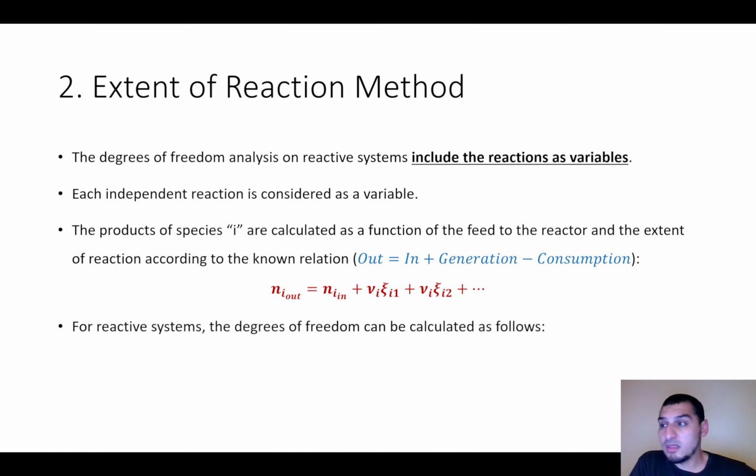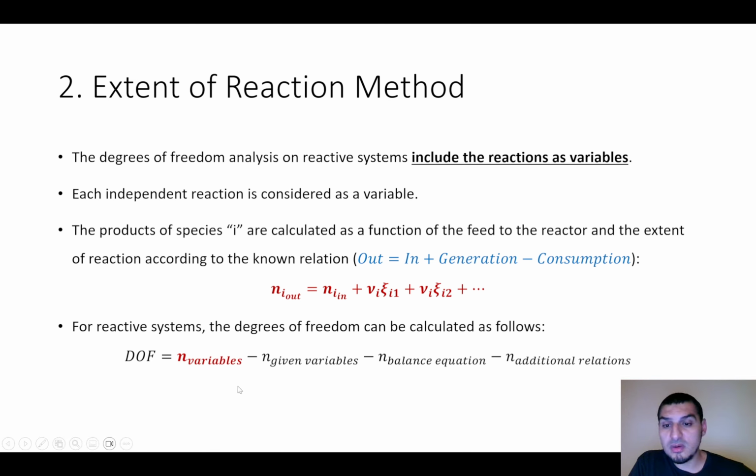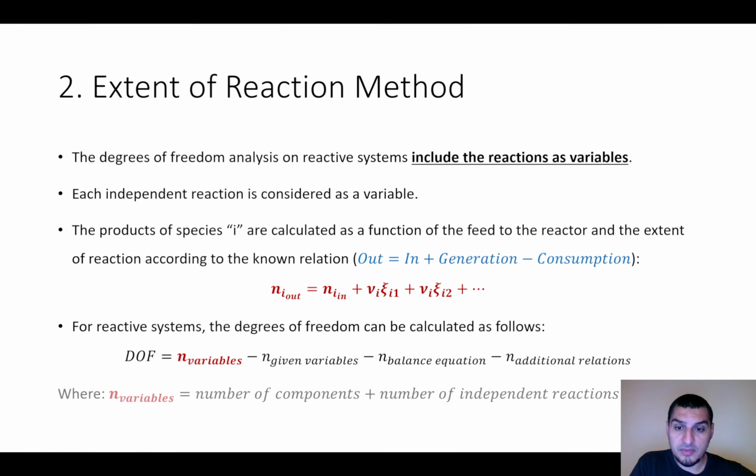So for the degrees of freedom analysis, it's calculated the same way. The only difference is in calculating the number of variables, and in this case we include the reactions as variables, and this would be clear in the next slide when we do the example. Number of variables is the number of components plus the number of independent reactions. Okay, so this is how we are going to do the calculations.